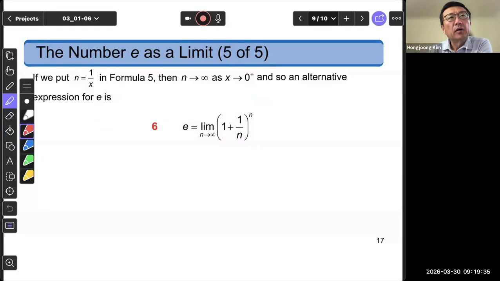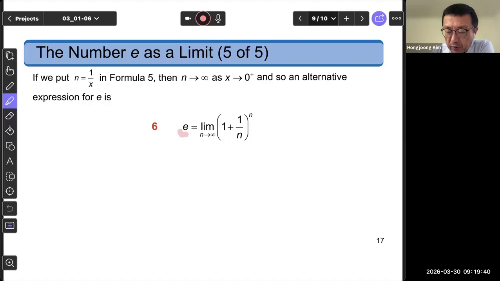And then we have one expression for e. As n goes to infinity, 1 plus 1 over n to the nth power will go to e. Here n doesn't have to be an integer. n can be any number which increases to infinity. Then 1 plus 1 over n to the n will have the limit e.